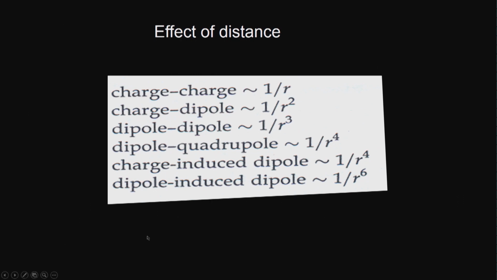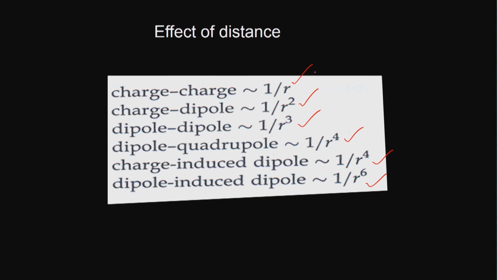If you look at the effect of distance, as you know, electrostatic we have Qj divided by Rij, so it is proportional to 1 by R, whereas charge dipole type of interaction is related to 1 by R square, dipole-dipole is related to 1 by R raised to the power 3, dipole quadrupole 1 divided by R power 4, charge induced dipole 1 divided by R power 4, dipole induced dipole 1 divided by R power 6.